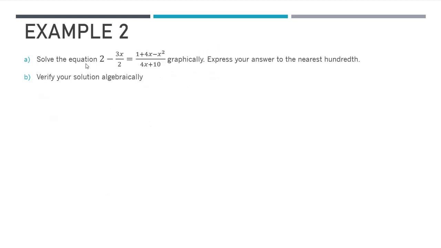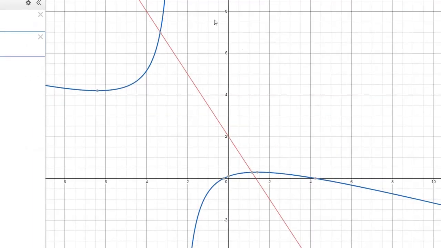Let's take a look at another example. So this one's not as nice. It's not equal to 0 on one side. So we want to solve this equation graphically and express your answer to the nearest hundredth. Meaning we just have to type the left side of the equation as y1 and the right side as y2 into your calculator. Or if you're on a computer, you can use Desmos.